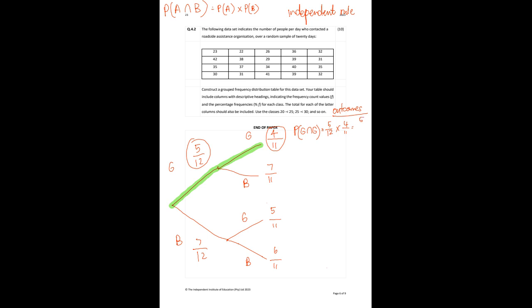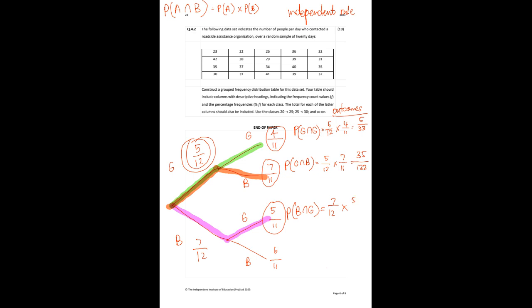Then the next thing that could have happened was, and I'm just going to do this in a different color so you can see that, it would have been that you selected green first and then blue. So here it would be the probability of green and then blue. So that would be 5 over 12 times 7 over 11. So that would be 35 over 132. Then the next thing that could happen, and again, I'm just going to do that in a different color, is that you would have had blue first and then green. So that's a probability of blue and then green, and that is 7 over 12 times 5 over 11, and that is 35 over 132 as well.